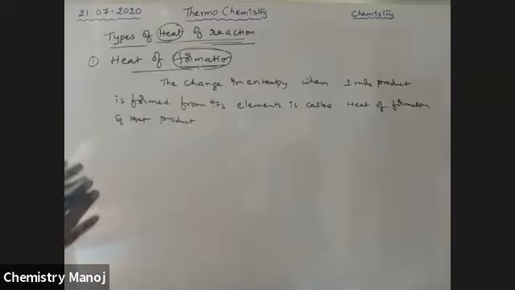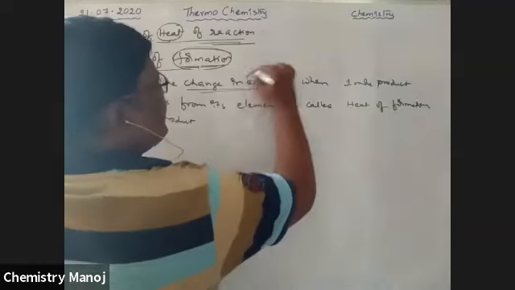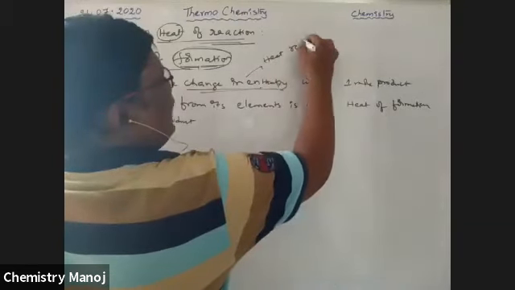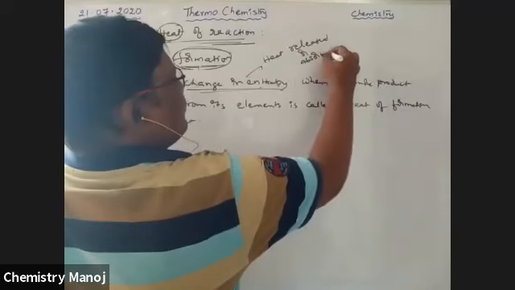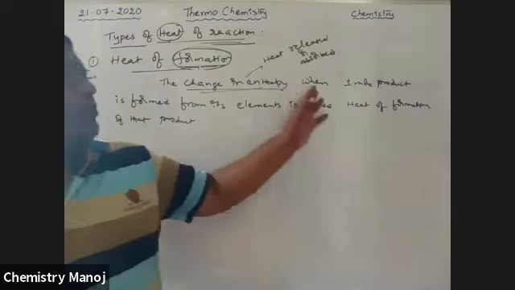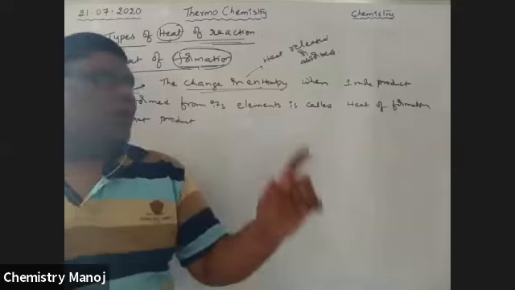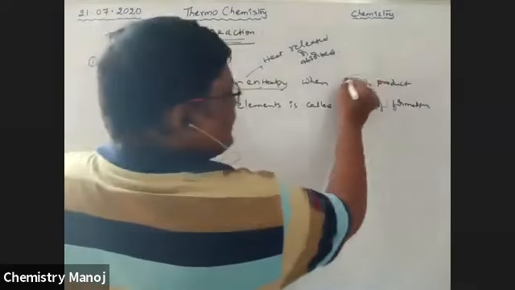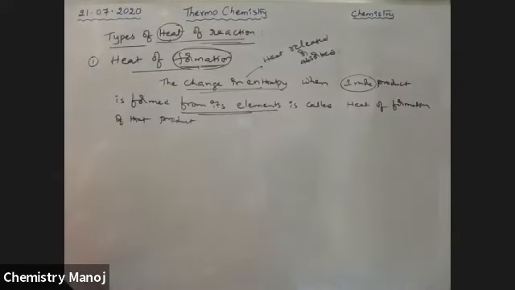That is the amount of heat released or absorbed. Change in enthalpy means heat released or absorbed, whatever it may be. That is the amount of heat released or absorbed when 1 mole of product is formed from its elements. From its elements only, and 1 mole of product should be formed. It is important. That is called the heat of formation of the reaction.